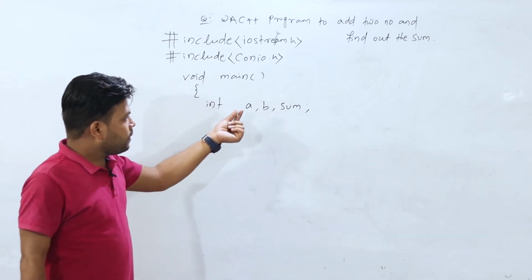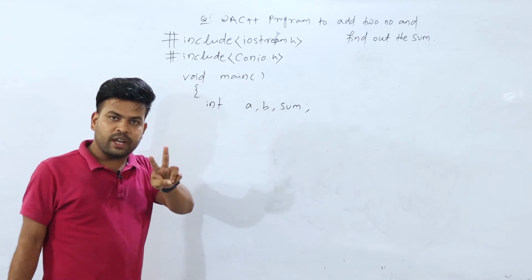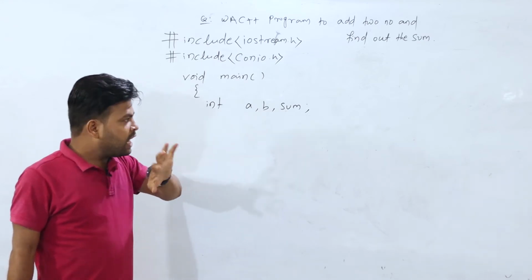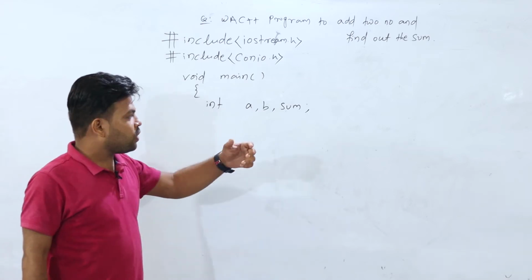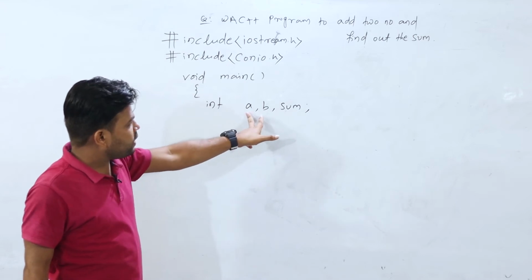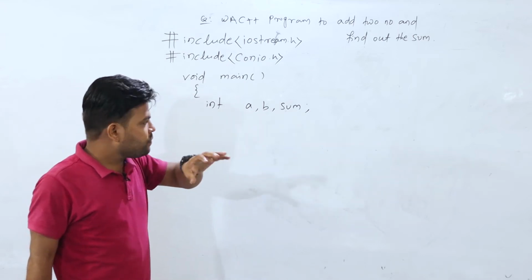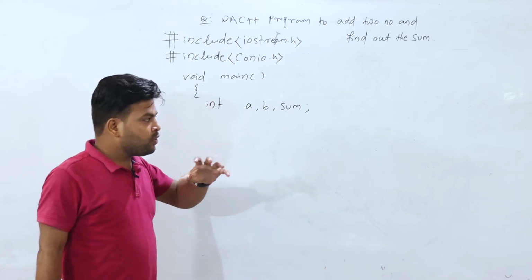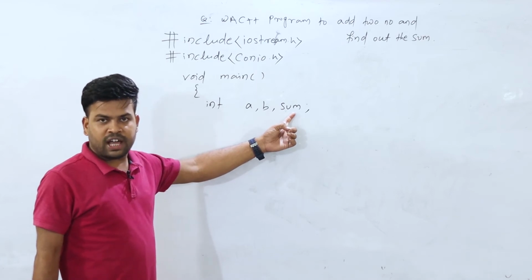So here a and b are used to insert the two values for the addition purpose. After addition, where will the value be stored? For that purpose I took one more variable. So these two variables are to insert values and add them, and to store the addition value, I declared one more variable.